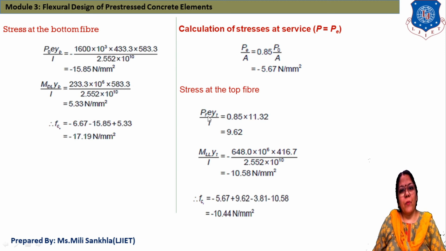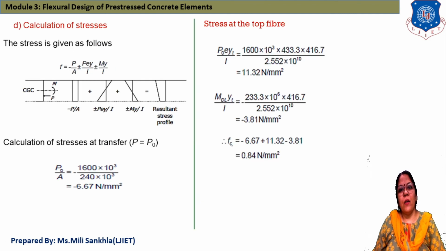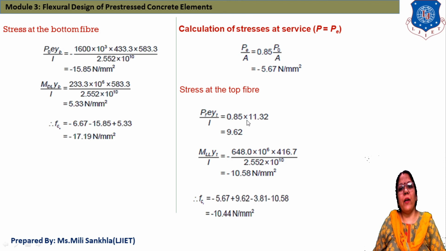Here PE by T by I is 0.85 into 11.32. This is the first answer. The calculation is the same, but we only multiply with the factor 0.85, because here we find the effective stress at service, not at transfer, 9.62.